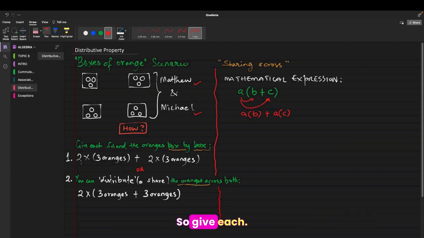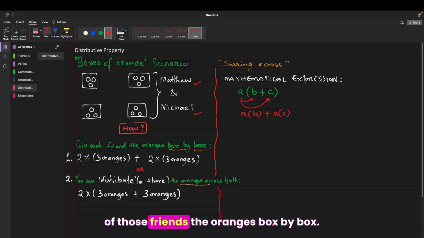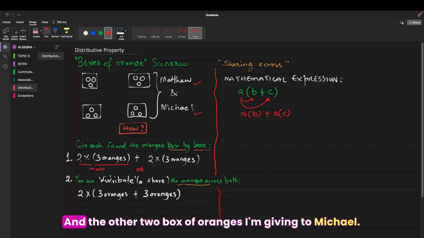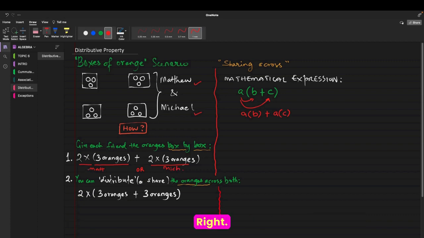Yes, so the first method will be to give each of those friends the oranges box by box. In other words, I want to give one box of 3 oranges to Matthew, and the other 2 boxes of oranges I'm giving to Michael, right? So in each case, each of them will receive 6, which is 2 times 3, 6.